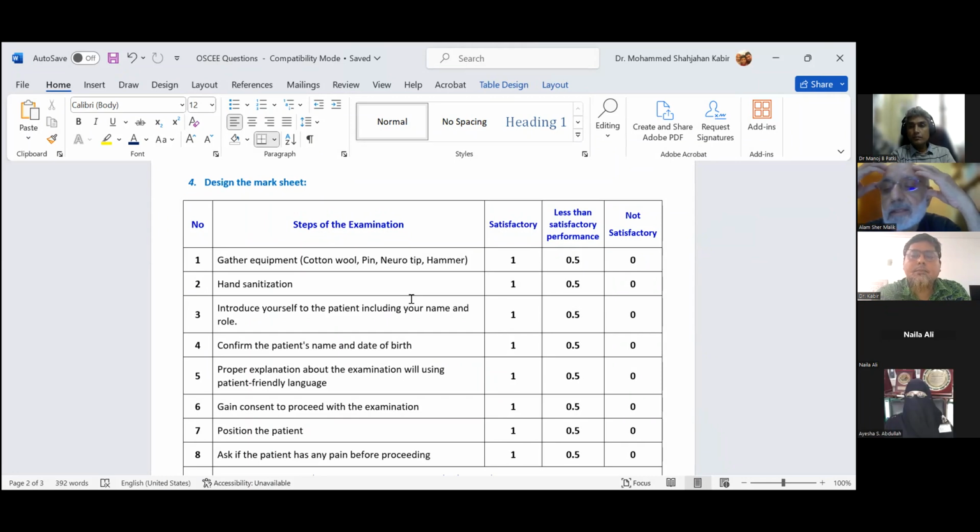Sir, when we are taking such cases, and we want them to interpret certain signs, for example, when we have students do the extraocular movements on an SP, but the third nerve palsy cannot be simulated, so we show them a video of third nerve palsy and ask them to write their findings for that.